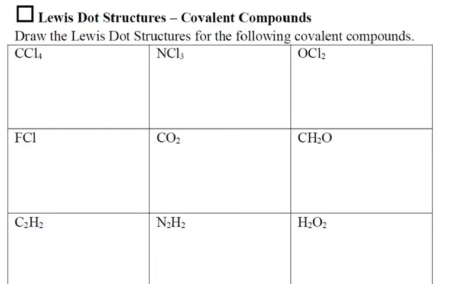Now the Lewis dot structures for all these different covalent compounds. Okay, so carbon tetrachloride, the first atom almost always goes in the middle, and then we put the chlorines around it.